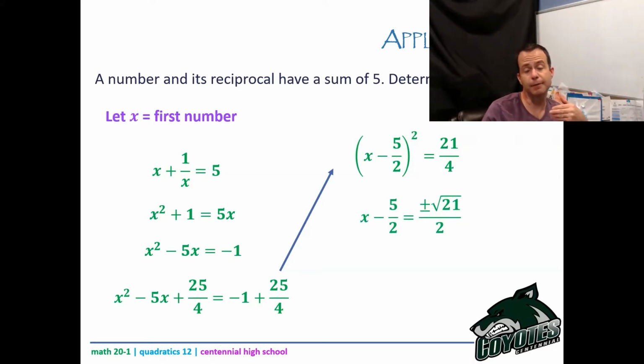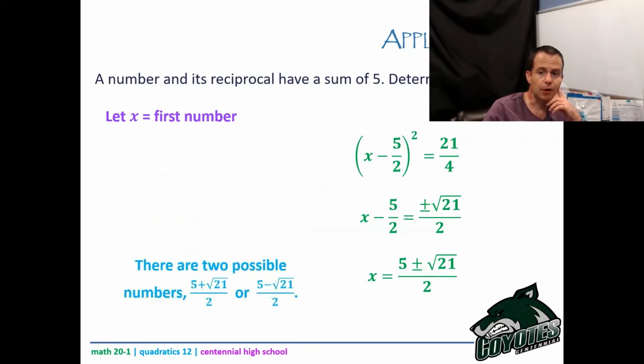Now I just have to add 5 over 2 to both sides to get x by itself. And that's actually friendly because I already have a common denominator. So my final answer I can put as one big fraction already, and it will be x equals 5 plus or minus root 21, all over 2. Okay, those are my two numbers. Okay, there are two possibilities where when I add that number plus its reciprocal, I would get out 5. Okay, so there are two possible numbers, 5 plus root 21 over 2, or 5 minus root 21 over 2.